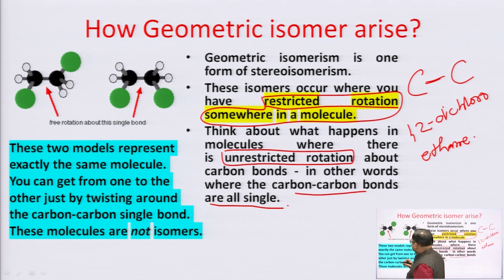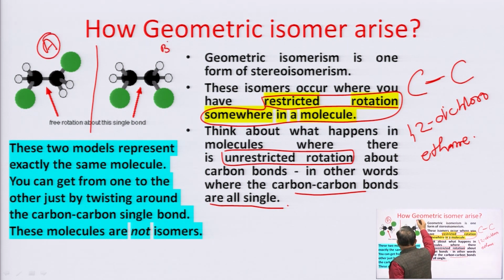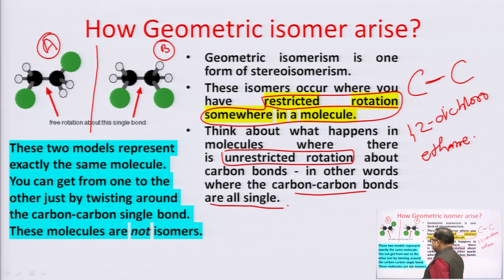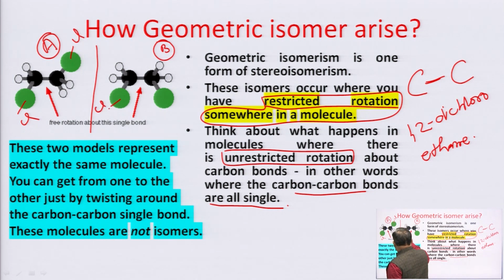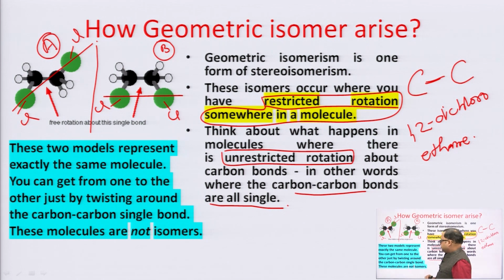This molecule is represented here. Let us call them A and B. Here you can see that chlorine is represented by the green. So, this is chlorine. In structure A, it can be easily seen that both the chlorine atoms are opposite to each other, but in this structure they are on the same side. Can they be different compounds? No, both of them are the same. These two models are representing exactly the same molecule.